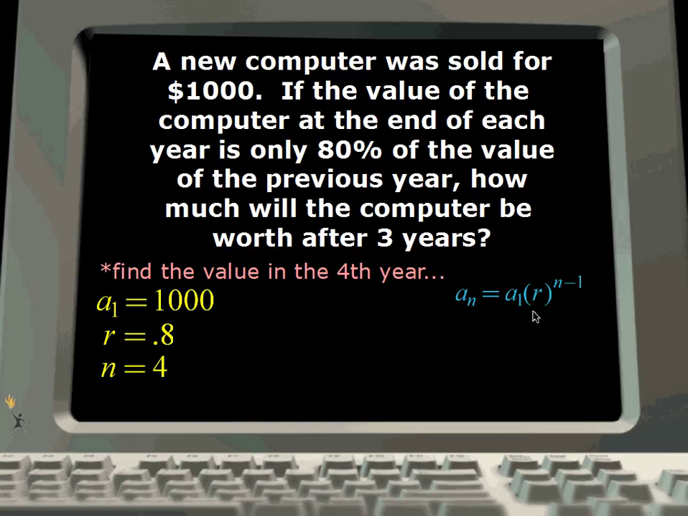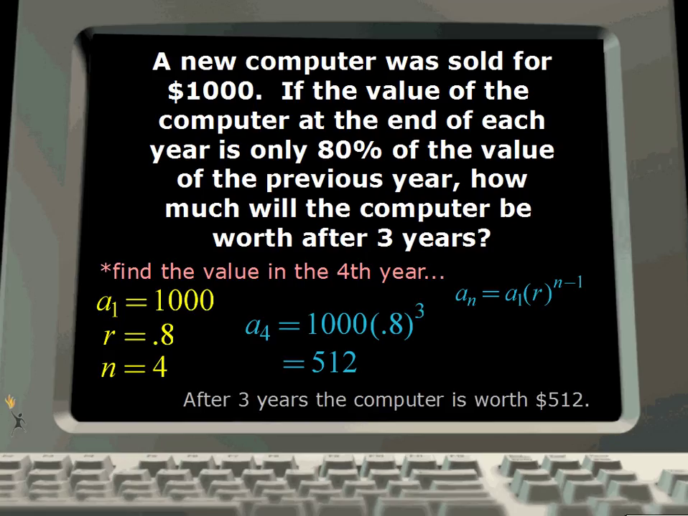So if I look at the explicit formula for geometric sequences, I can substitute my values into the equation. Order of operations says I have to do exponents before I multiply. And if I put this in my calculator in the right order, I should get 512. Of course, I have to explain my situation. If it's asked in context, answer in context. And I would say after 3 years, the computer is worth $512.